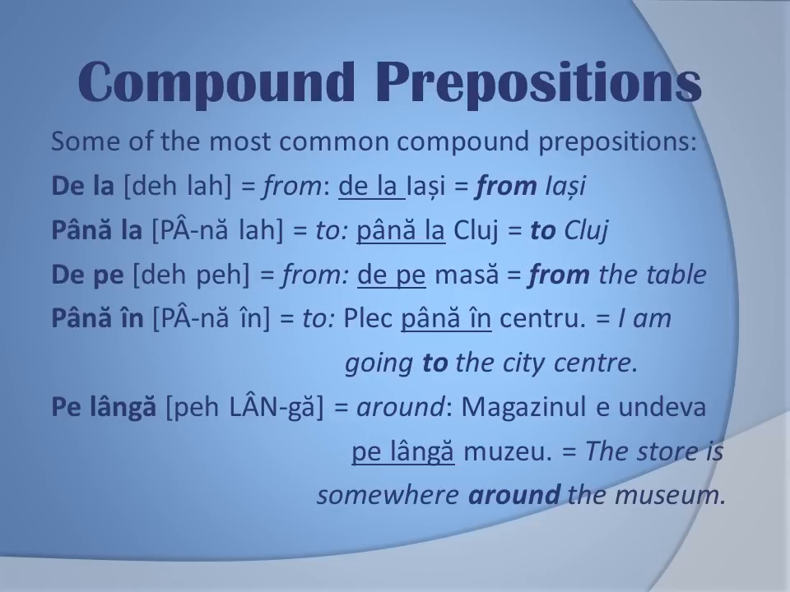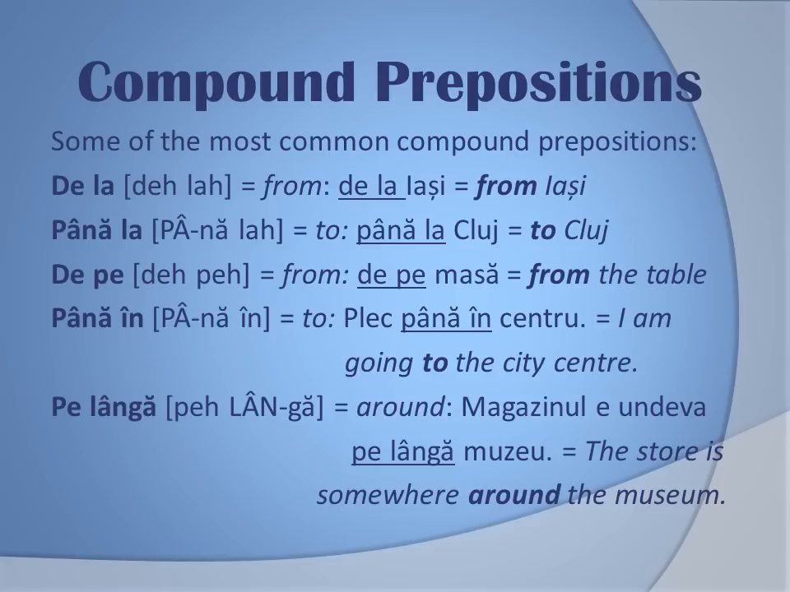And ladies and gentlemen, the compound prepositions. Here's a list of some of the most common compound prepositions. Let's start with de la. This means from. Here's an example: de la Iași, from Iași. Iași is a Romanian city somewhere in the northeastern part.